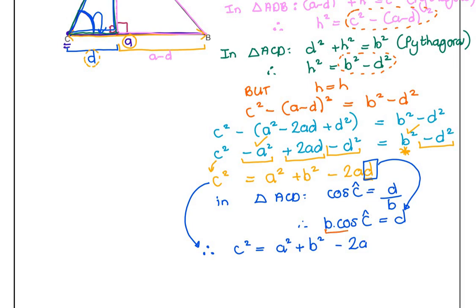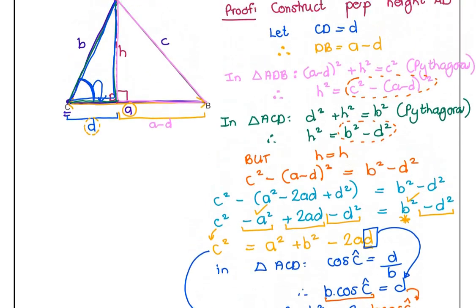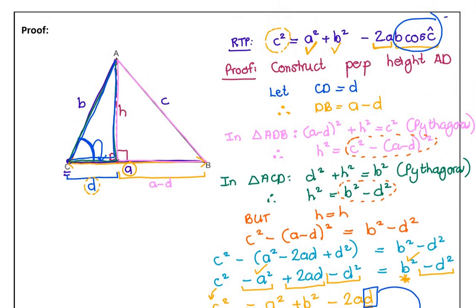And now I'm going to replace D with B cos angle C. I've replaced D, and that's exactly what I wanted to prove. So there we go. Now they can ask you to prove any one of the formats. It doesn't matter.